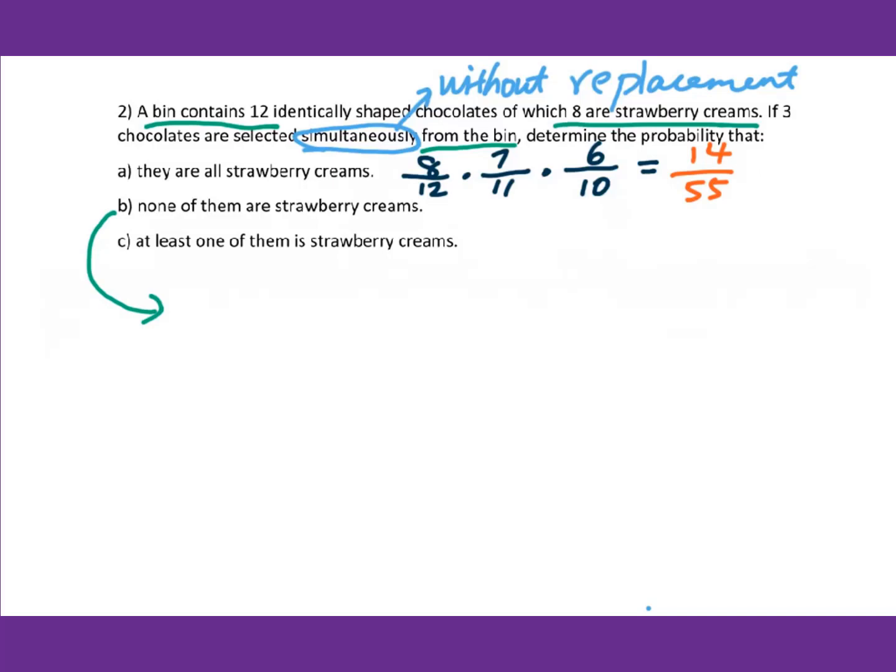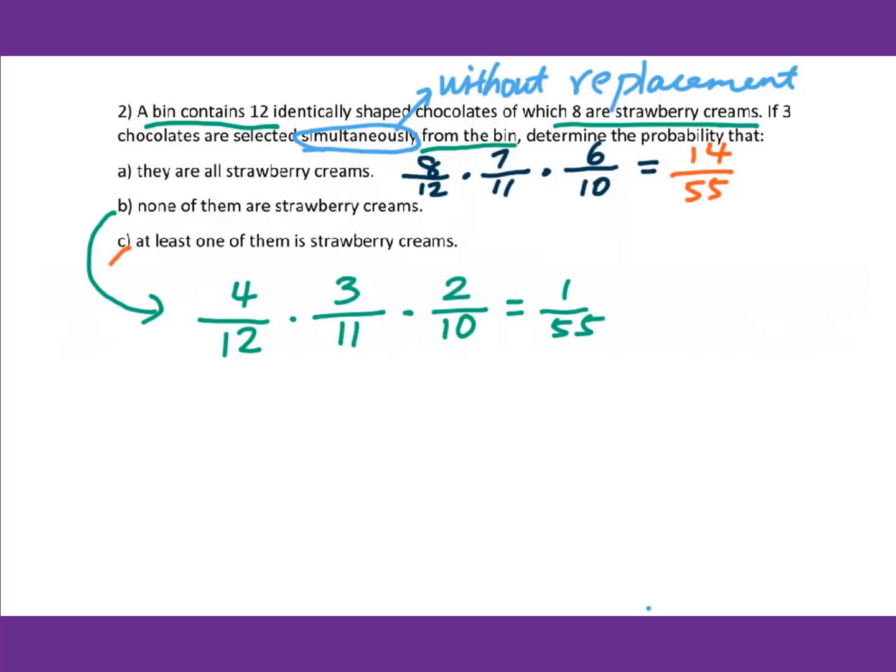Now let's go to B. None of them are strawberry cream. So the first one is not strawberry cream. It will be 4 over 12. You took 1 non-strawberry cream away, 3 left, then over 11. Then 1 more, 2 left, and over 10, equals 1 over 55.